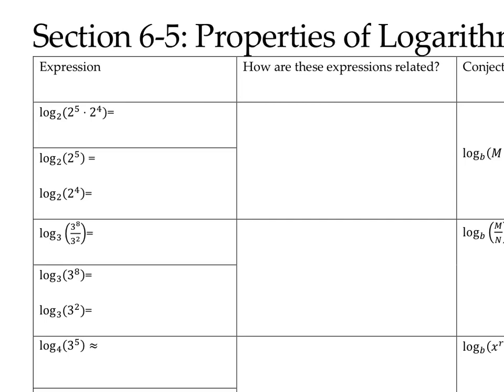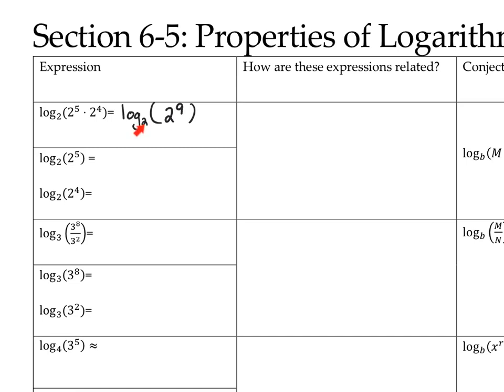We have the log base 2 of 2 to the 5th times 2 to the 4th. The first thing I'm going to do is follow order of operations, which says do whatever is inside the parentheses first. So I have log base 2. Since I am multiplying two things that have the same base, the exponent rule is to add their exponents. So this would be log base 2 of 2 to the 9th.